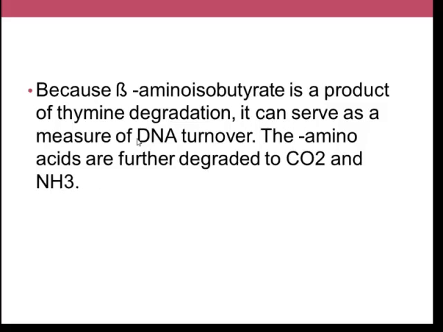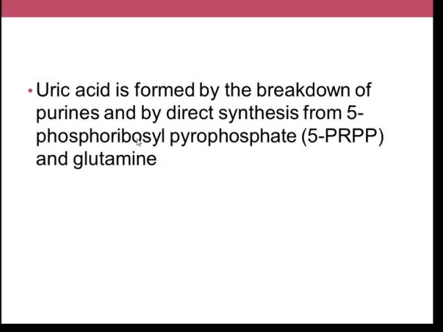Because beta amino isobutyrate is the product of thymine degradation, it can serve as a measure of DNA turnover. So clinically or in the laboratory, we can measure beta amino isobutyrate as a measure for DNA turnover. The amino acids are further degraded to carbon dioxide and ammonia. Uric acid is formed by the breakdown of purines and by direct synthesis from 5-phosphoribosyl pyrophosphate and glutamine.